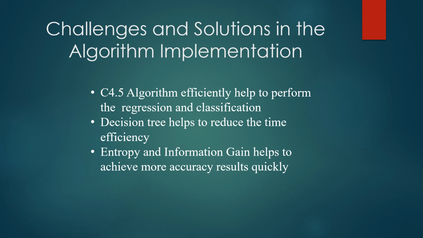Challenges and solution in the algorithm implementation. The C4.5 algorithm efficiently helped to perform the regression and classification. Decision tree helps to improve time efficiency. Entropy and information gain help to achieve more accurate results quickly.